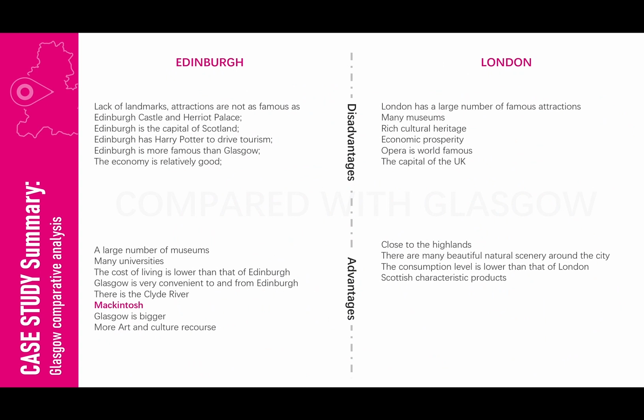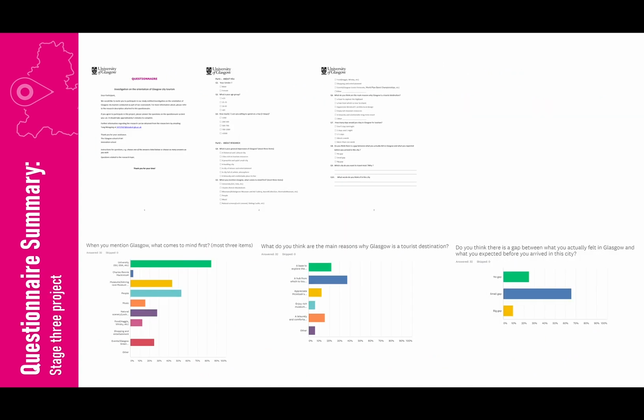In the next step, I will discuss whether these listed advantages of Glasgow hold, and I will analyze whether there are some undiscovered resources that can be used as a new touch point for Glasgow's development of the tourism industry. First, I created questionnaires. By answering my questions, I found that although Glasgow has always emphasized that they own Mackintosh, people who have been here are not impressed by Mackintosh. Most people know this city still because of the University of Glasgow.